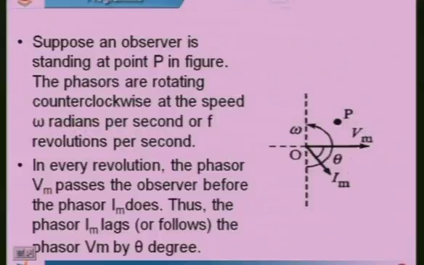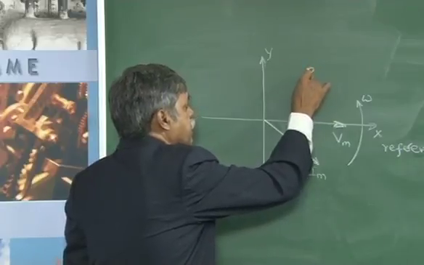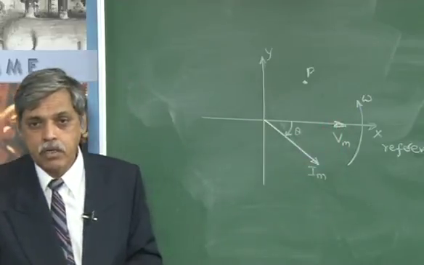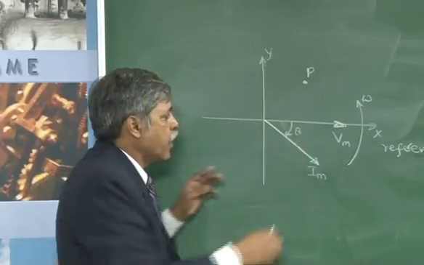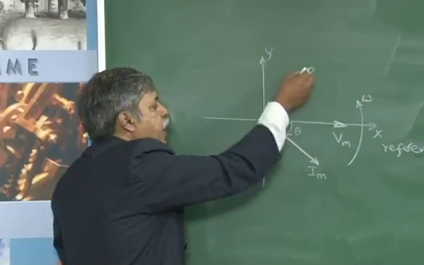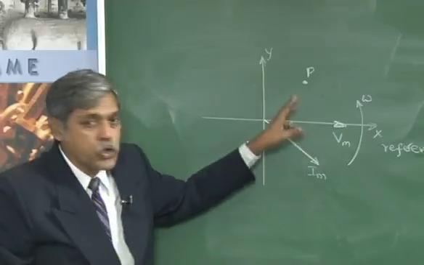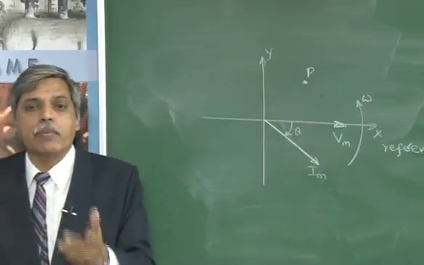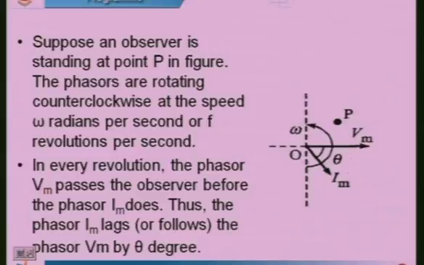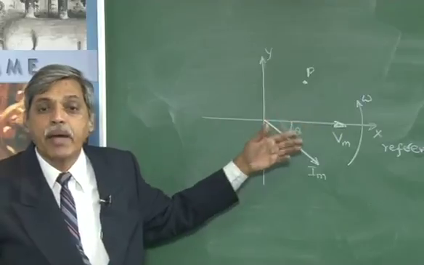Now let us see here, say I am standing at a point P, and I am rotating these vectors in the counterclockwise direction, okay. As the vectors are rotated in the counterclockwise direction, the reference point P will be crossed first by the voltage, then the current follows that, okay. So in every revolution the phasor Vm passes the observer before the phasor Im does. Therefore I say Im is lagging behind, or it is following the voltage phasor, by theta degrees.